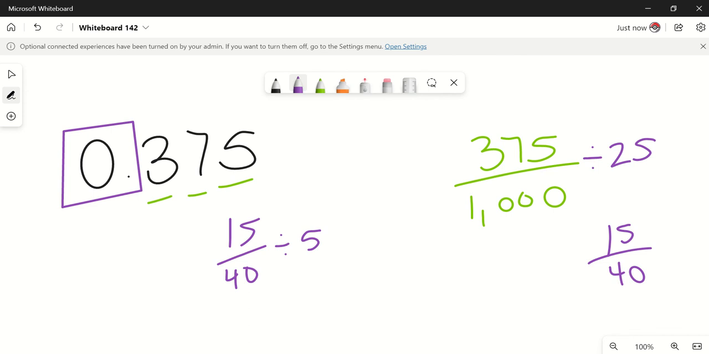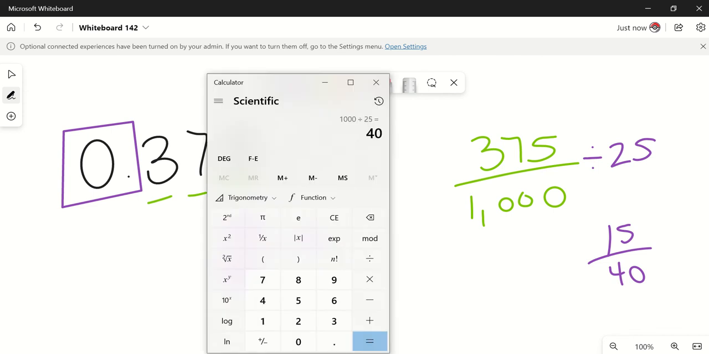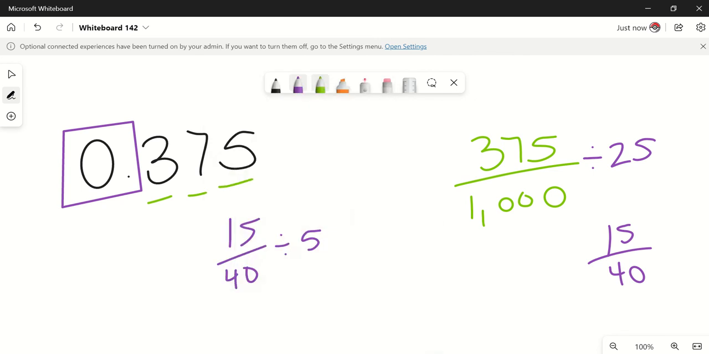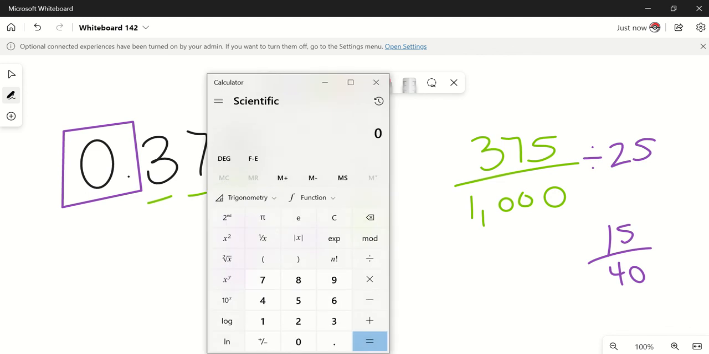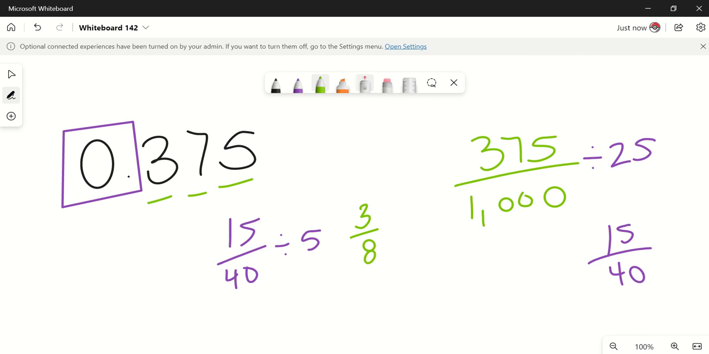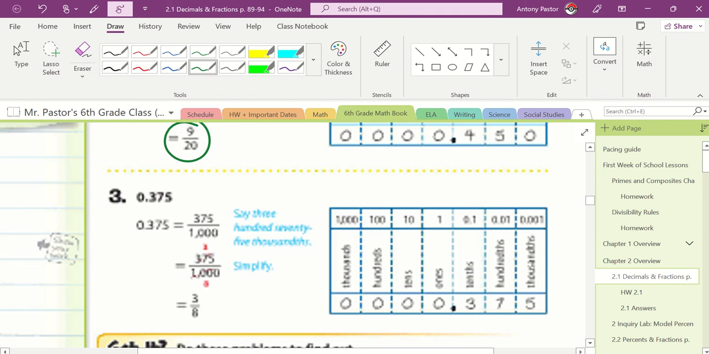Let me double check my work, make sure I did this right. 375 divided by 25 equals 15. 1,000 divided by 25 equals 40. Okay, we did that right. Well, I'm going to divide this by 5 anyway. This will now become 3 over, and 5 times what would equal 40? Should be 8, but let's double check. It is 8. 3 over 8. There's no way these two are going to get any simplified because they don't have anything in common. Let's see if we were right.